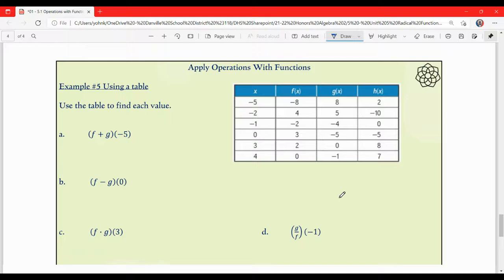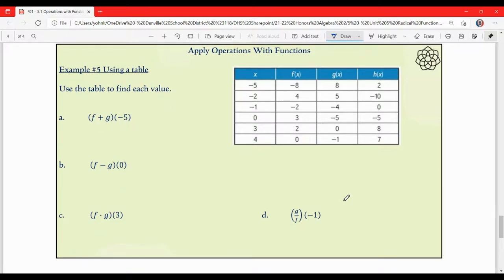All right. Ooh, this one looks fun. So now we have a big table. So basically, I have 3 functions, f, g, and h, and I've already substituted these 6 values in, and I've gotten the answers for each of those 6 for each of the 3 functions. I'm going to use the table now to find the sum, difference, product, or quotient of a few of them.